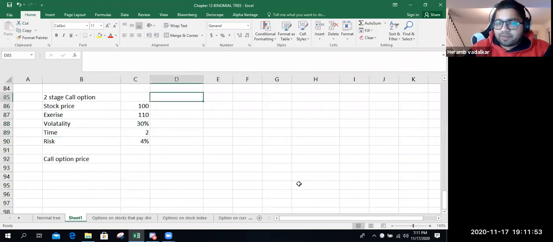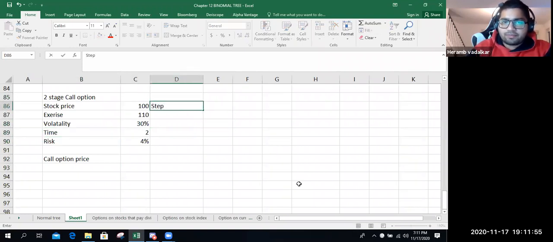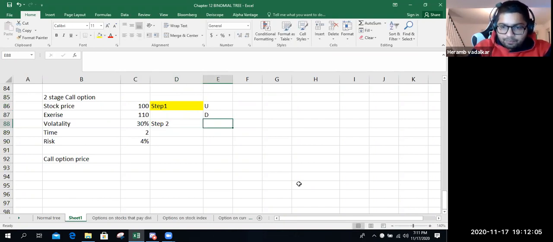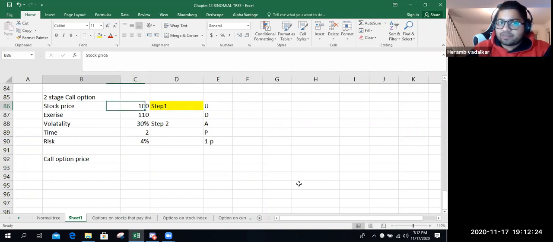So initial steps remain the same. Step 1, find U, D. Step 2, find A first, then P, and 1 minus P. Once you have this, we'll draw the tree and solve for it. So the only difference between a single stage and a double stage is that while calculating, you have to divide time by 2 now. So I'll explain.